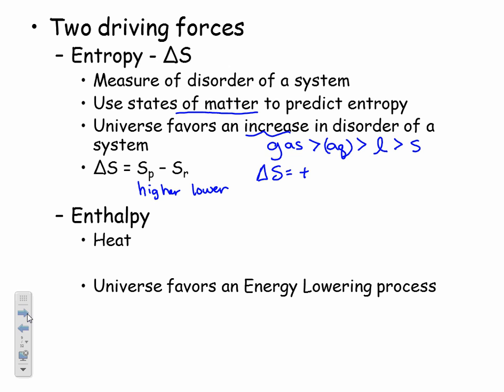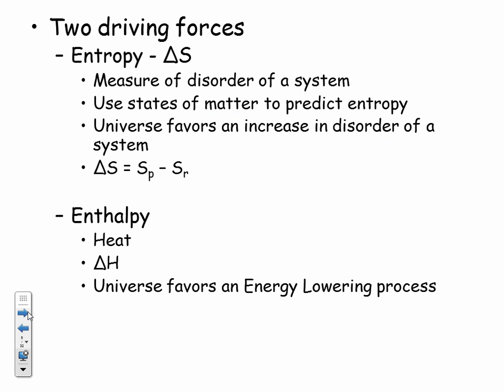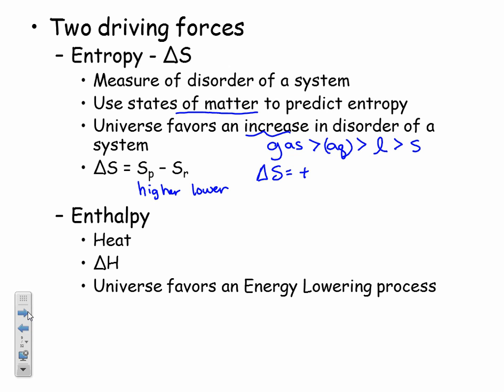Enthalpy. Enthalpy is heat. We use an H to represent heat, and of course a delta H is a change in enthalpy, and we still measure that by products minus reactants. The universe favors a system where the energy is being lowered. When the universe has potential energy that's being turned into kinetic energy, it likes that. So when the enthalpy of the products is less than the enthalpy of the reactants, that's what the universe likes.